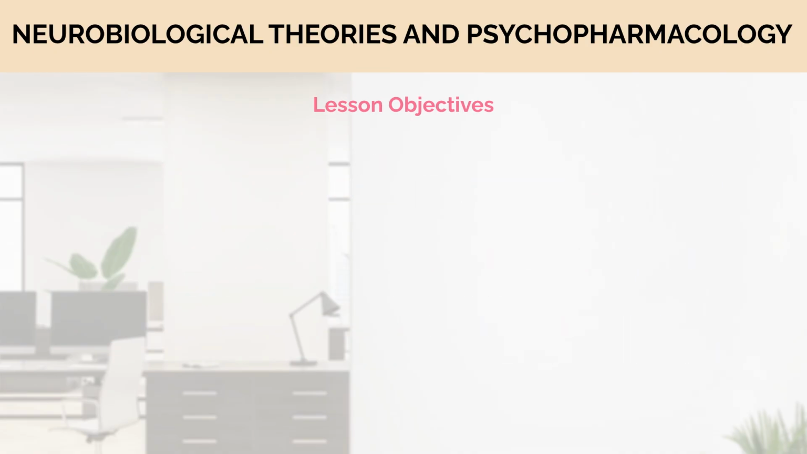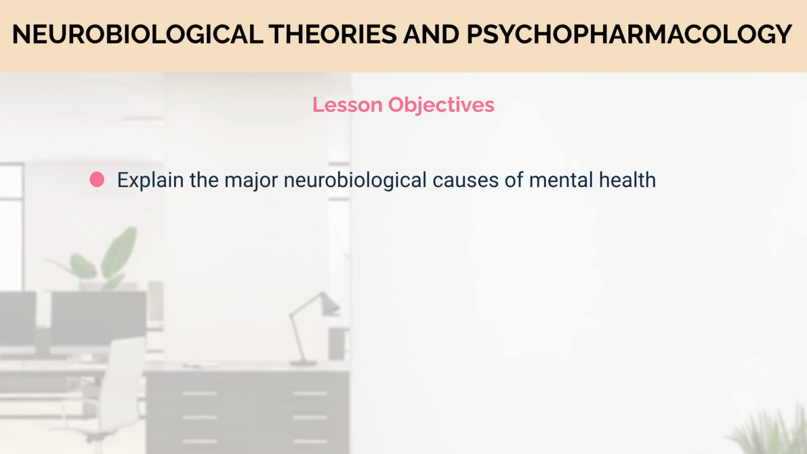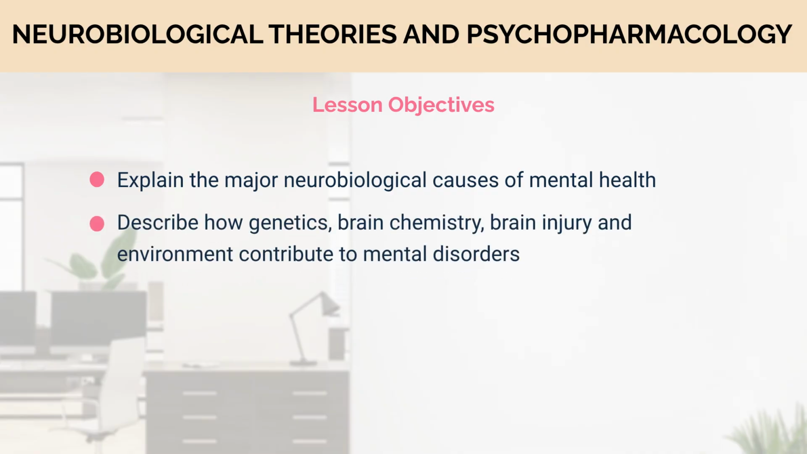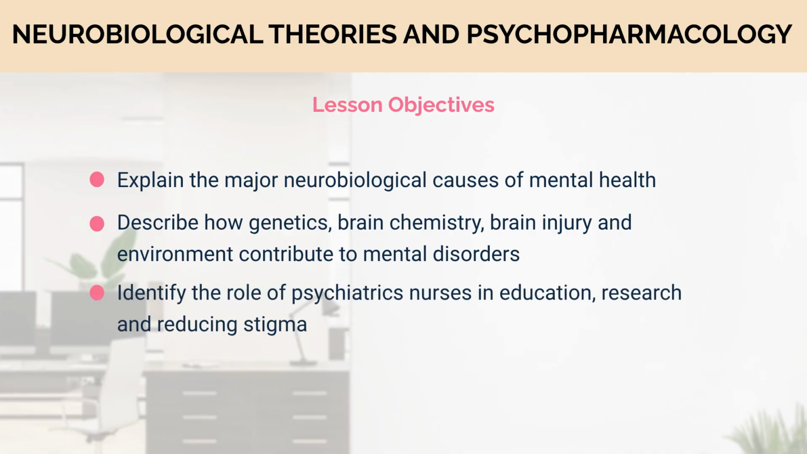And by the end of this lesson, you will be able to: 1. Explain the major neurobiological causes of mental health. 2. Describe how genetics, brain chemistry, brain injury, and environment contribute to mental disorders. 3. Identify the role of psychiatric nurses in education, research, and reducing stigma.